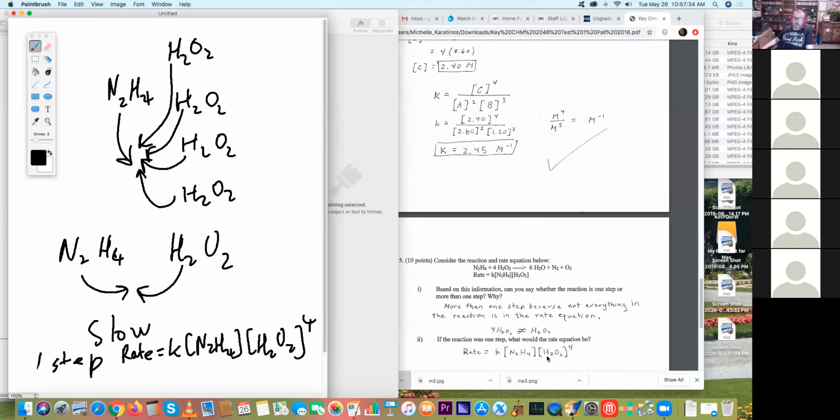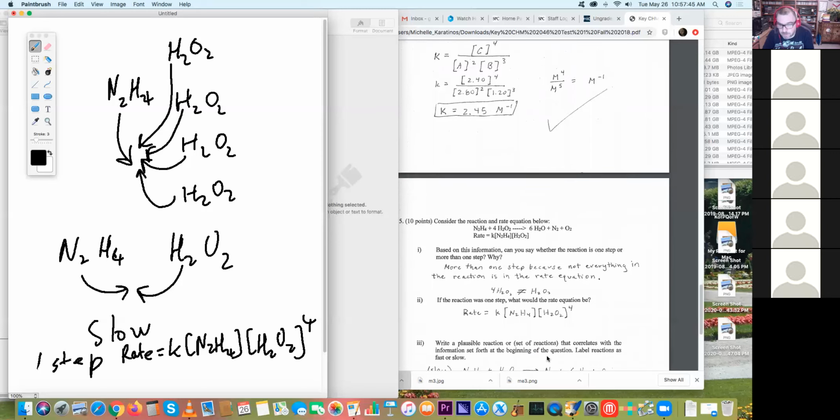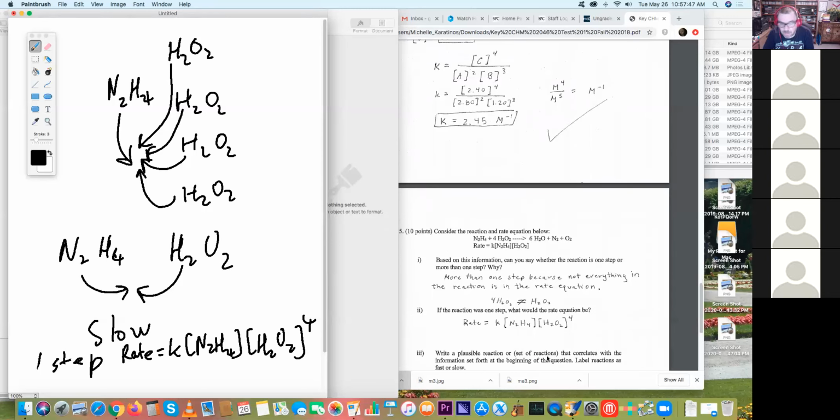Okay, any other questions about 1 and 2? Those aren't normally that difficult to come up with. It's the last part, coming up with the equations for a plausible reaction set. That's the hard part here.